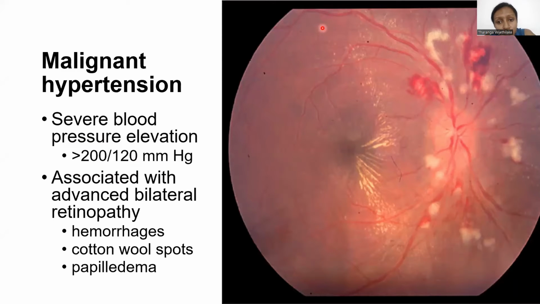So if you have a blood pressure reading which is sky high, and then when you look at the eye, you see papilledema, cotton wool spots, hemorrhages. So that is advanced retinopathy associated with hypertension. In malignant hypertension, you have this very high number associated with usually retinopathy.